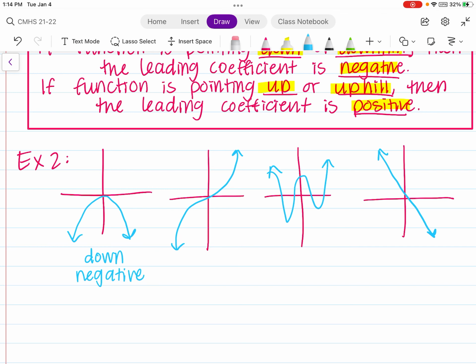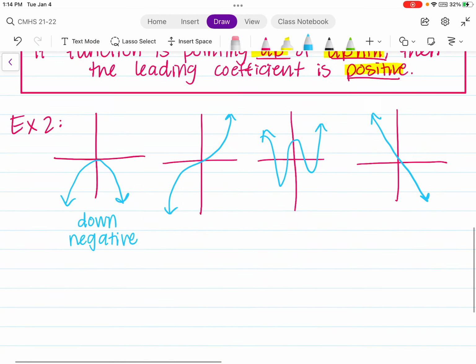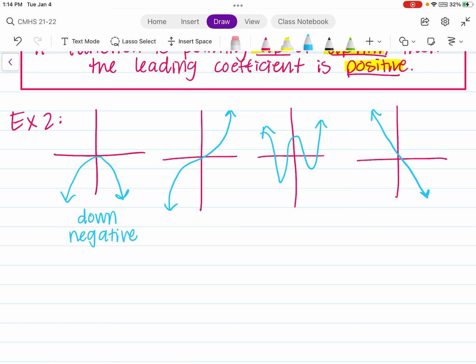And you can also do this the other way too. If the leading coefficient is negative, then that means it's going to be pointing downhill. This is what I mean by uphill and downhill. If a little guy was walking on this, going from left to right, would he be walking up or down? He would be walking up. So this guy is going uphill, which means that the leading coefficient is positive. These two arrows are pointing up, so that means this is also positive.